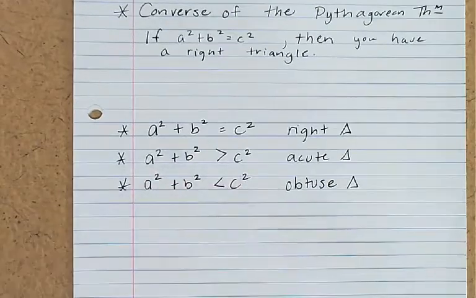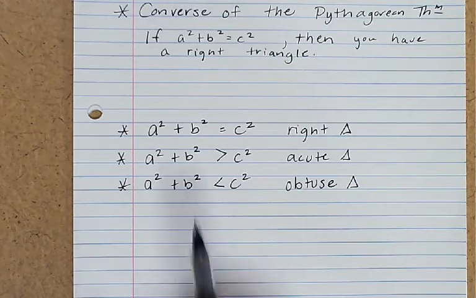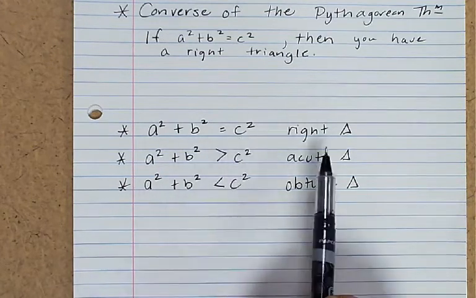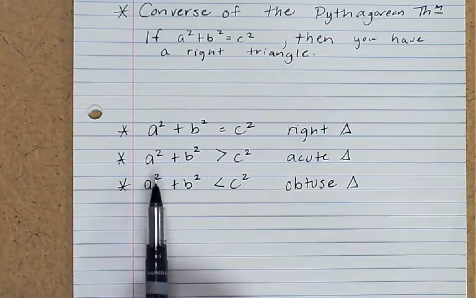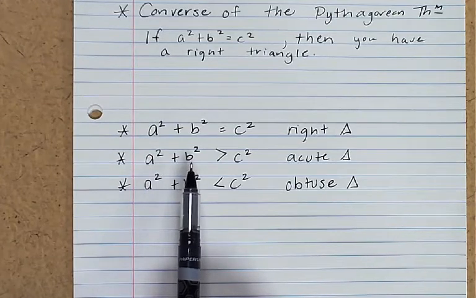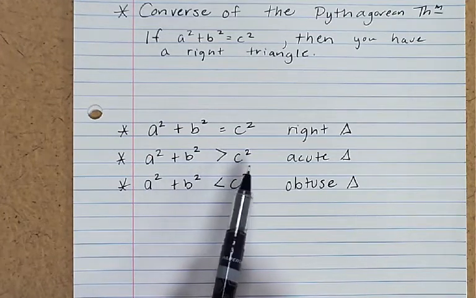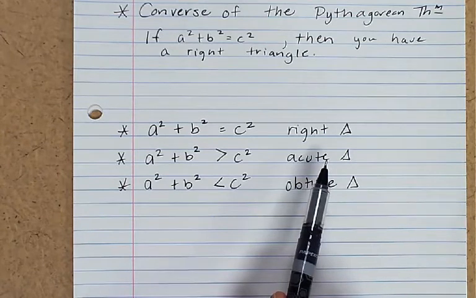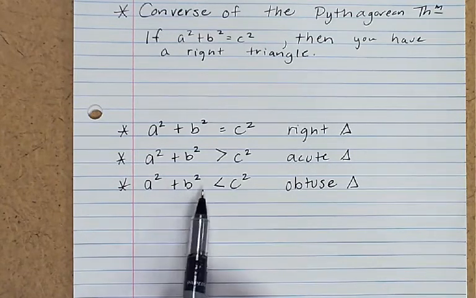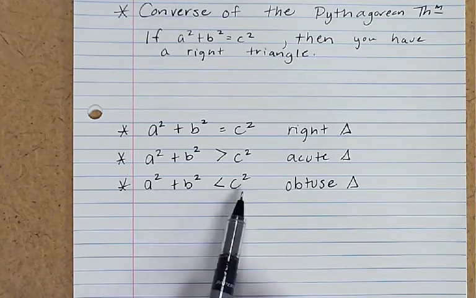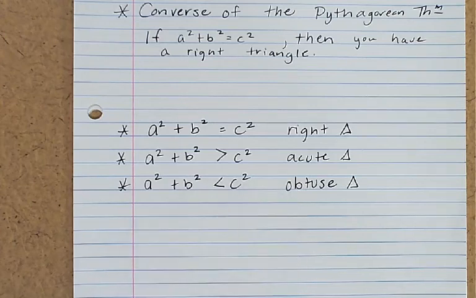Next, they talk about the different types of triangles that you can have based on what you get when you compare a squared plus b squared with c squared. Like I said, if a squared plus b squared equals c squared, you have a right triangle. If a squared plus b squared is greater than c squared, you have an acute triangle. If a squared plus b squared is less than c squared, you have an obtuse triangle.